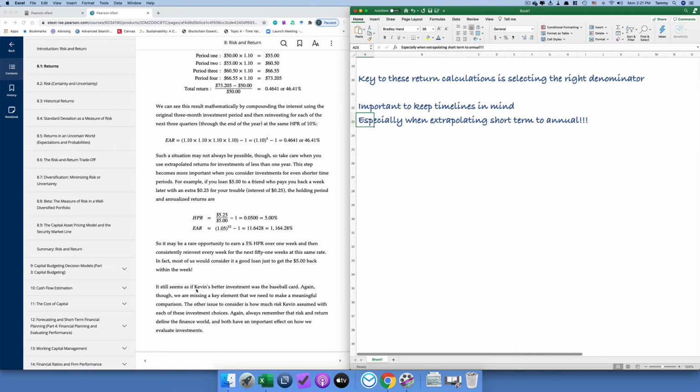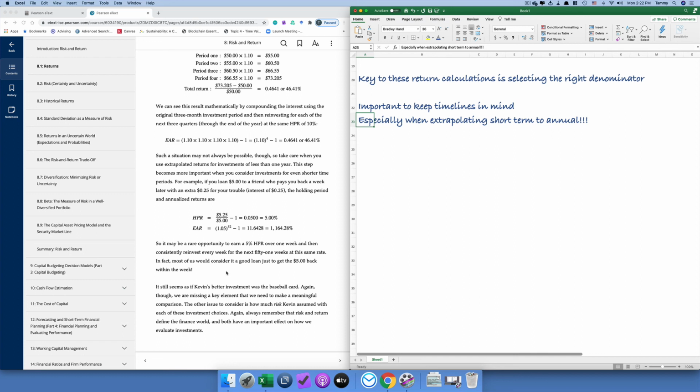But here's how this little section in the chapter ends. It still seems like the better investment was the baseball card. But can you really compare investing in baseball cards to investing in stock? So even though we don't know that we can really believe that a, quote, investment in a baseball card is going to give 10% a quarter for a whole year, there's still this idea that, based on these numbers, it seems like a better investment.